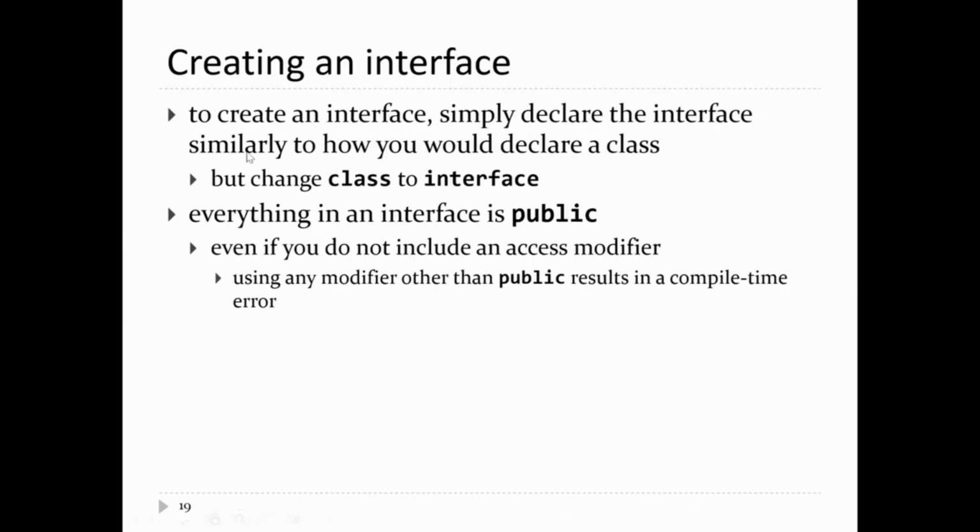What happens if you want to make your own interface? It turns out interfaces are enormously useful in Java, and that's why there are so many of them in the standard library. So it's natural that you might want to make your own interface. To make an interface is very easy. You declare what looks like a class, except you call it an interface. Everything in the interface is public. You don't have a choice about that. Even if you don't put an access modifier on it, the compiler is going to make it public anyway. If you use any modifier that's not public or blank, the compiler will not compile your code. So everything's public in an interface.